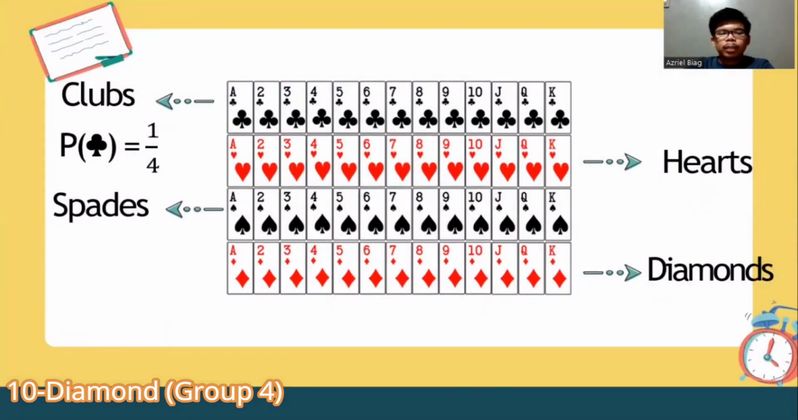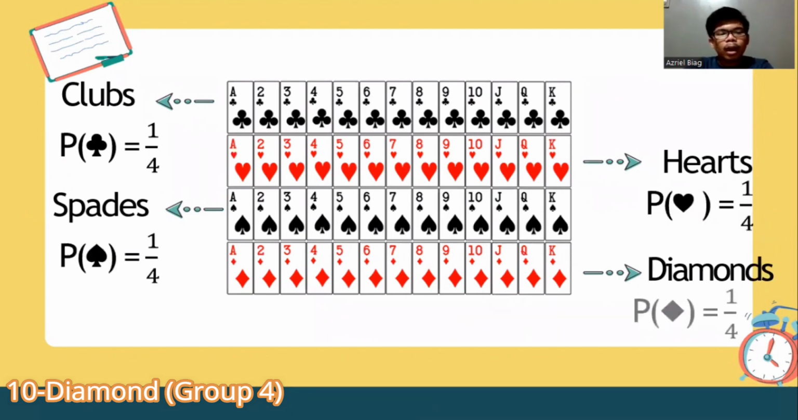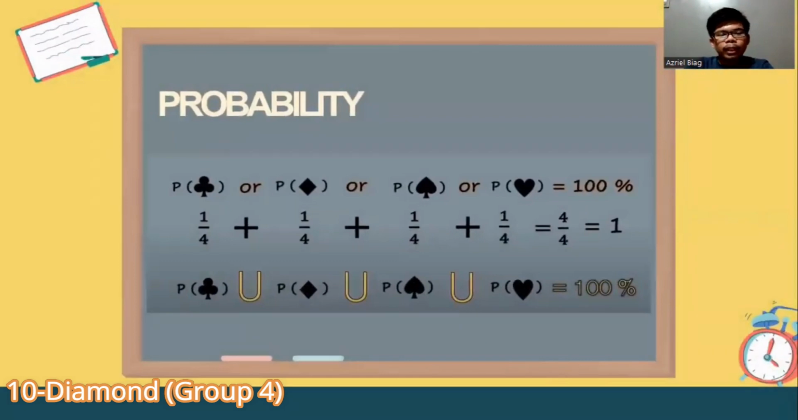Notice that each symbol is equally distributed in a deck of cards. The number of possible outcomes in each suit, which is 13, is the same for the diamond, spade, and even heart. So, the probability of getting a diamond is also equal to 1/4. The probability of getting a spade is also 1/4. And the probability of getting a heart is equal to 1/4.